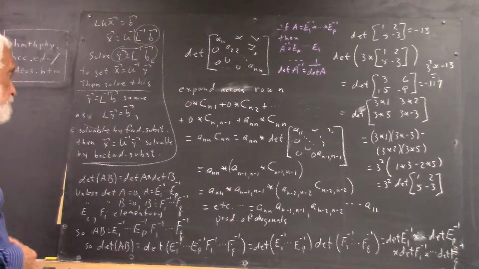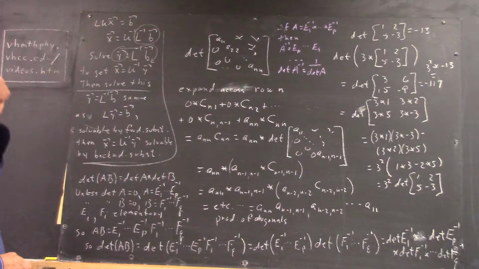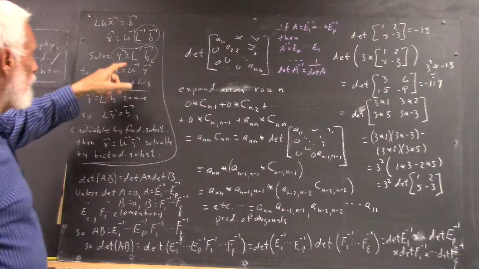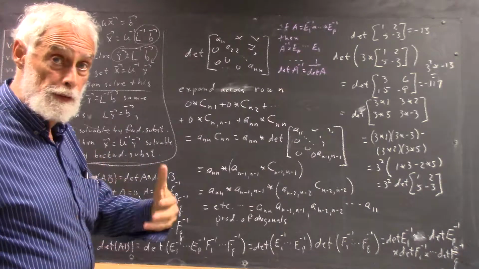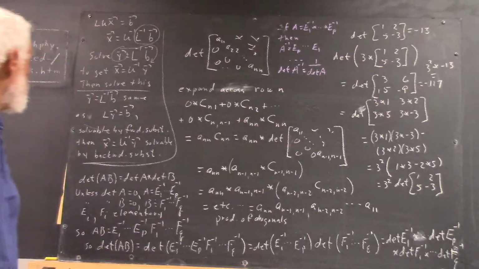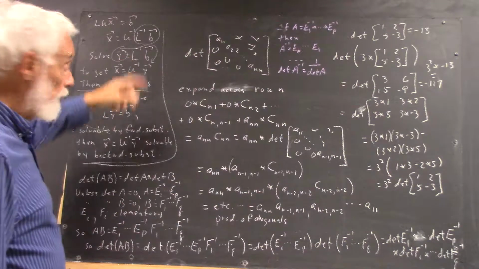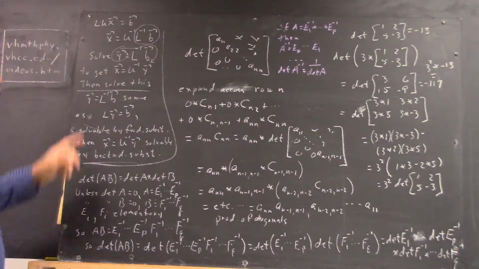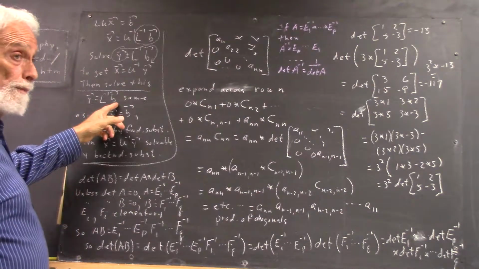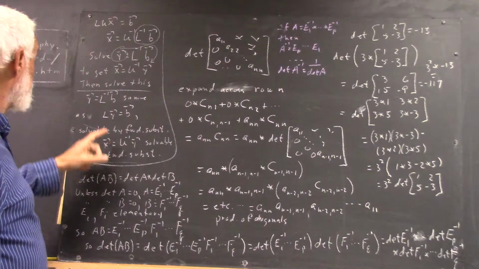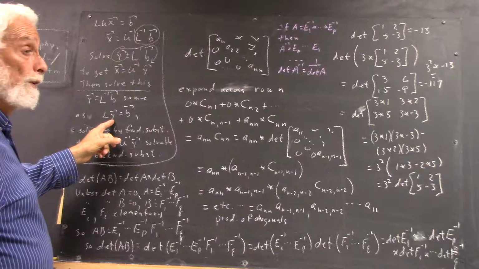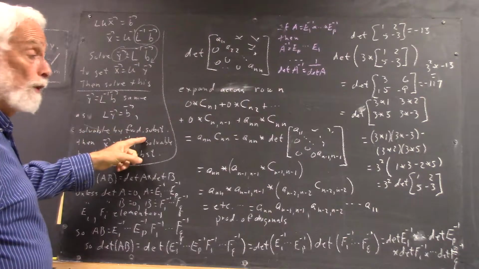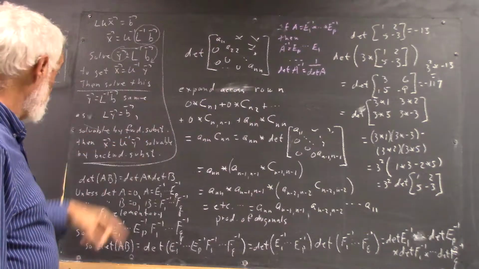Now, let's observe: how do we solve Y equals L inverse B without finding the inverse of L and multiplying it by B? Well, L, remember, is a lower triangular matrix. So that Y equals L inverse B, being the same as LY equals B, is extremely easy to solve for Y using forward substitution, as we've seen.